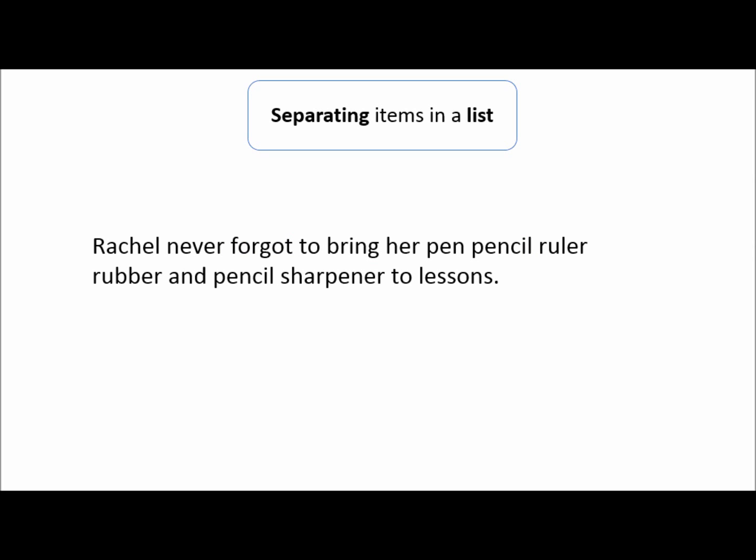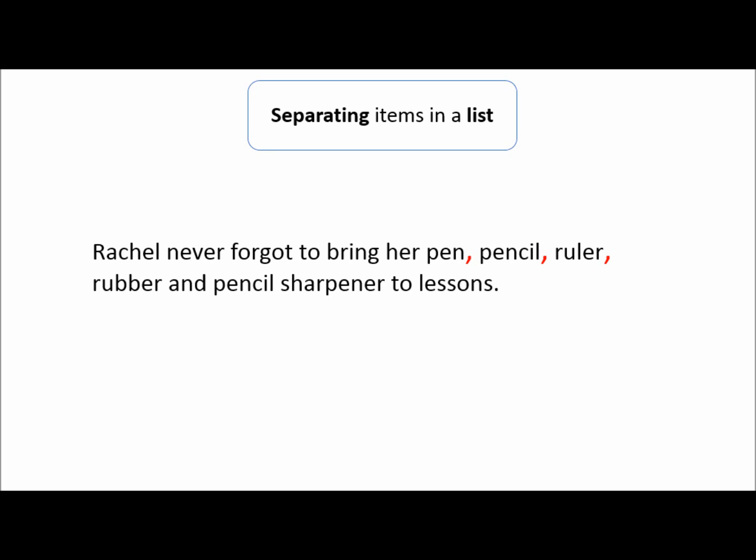Here is a sentence. Rachel never forgot to bring her pen, pencil, ruler, rubber and pencil sharpener to lessons. Now we have a list here of the things that Rachel never forgot to bring to lessons. So we need to put commas between those words to show that they are separate items in a list. And so we insert a comma after pen, pencil and ruler. You'll notice we don't put one after rubber because instead we have the word and to introduce the final item in the list.